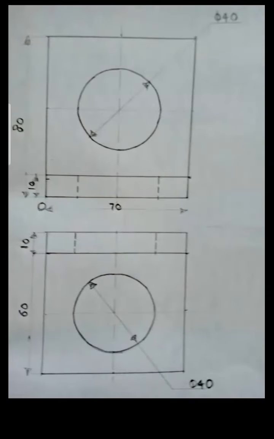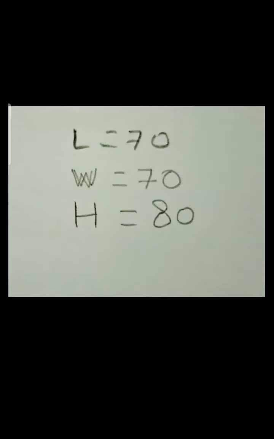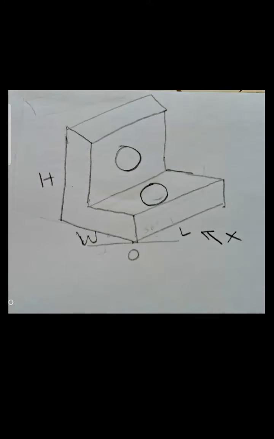So by seeing this front view and top view, try to imagine the object, how the object might be. So by seeing this, I can imagine that the object might be like this. So it is a base portion, then a vertical portion, then there are two circles. One circle is on the vertical plane and one circle is on the horizontal plane.